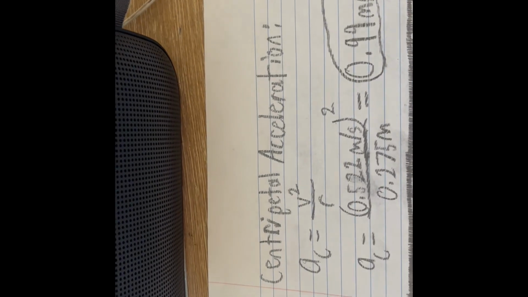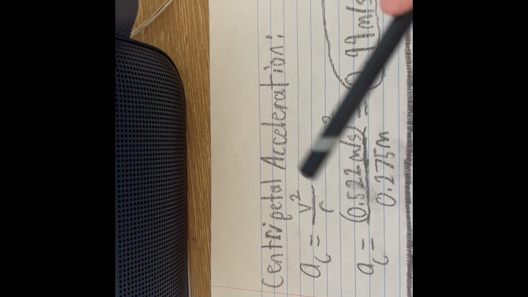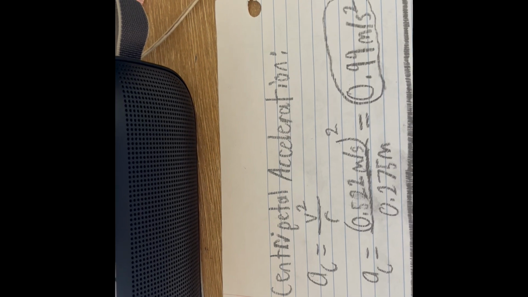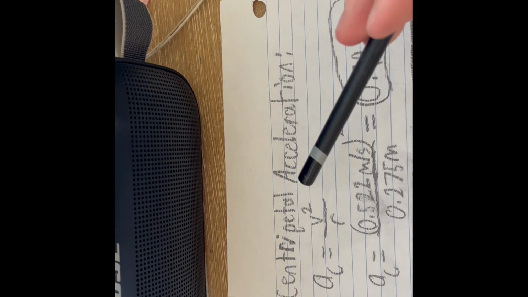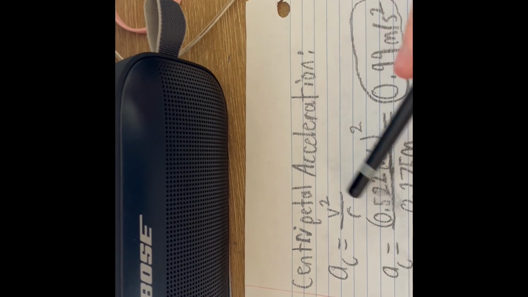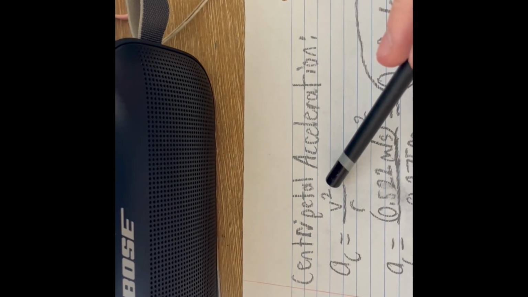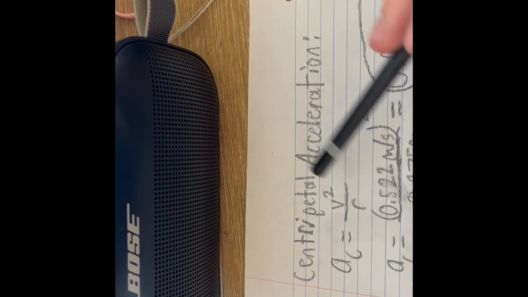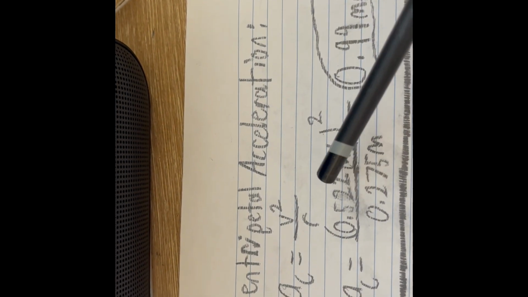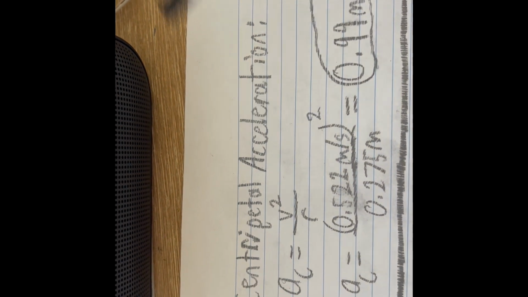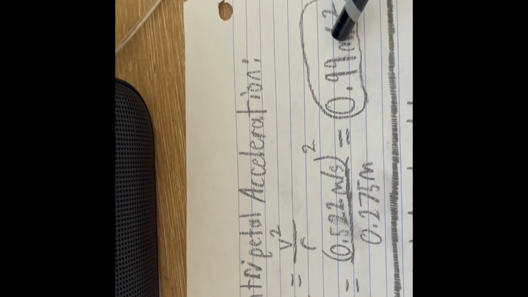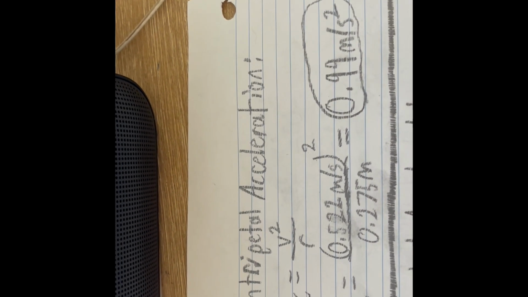Next, we have centripetal acceleration, which is the acceleration going into the center, and is equal to v squared divided by r. So it's the tangential velocity squared divided by the radius. We had the tangential velocity, 0.522 meters per second, squared it, and then divided by 0.275 meters, which gave us 0.99 meters per second squared for the centripetal acceleration.